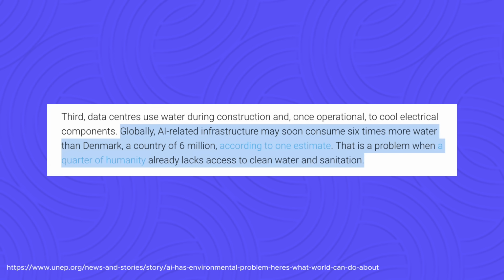And just how much water is used to cool AI hardware? According to a UN Environment Program article, globally, AI-related infrastructure may soon consume 6 times more water than Denmark, a country of 6 million, according to one estimate. That is a problem when a quarter of humanity already lacks access to clean water and sanitation. But let's talk more about the societal impacts of generative AI.